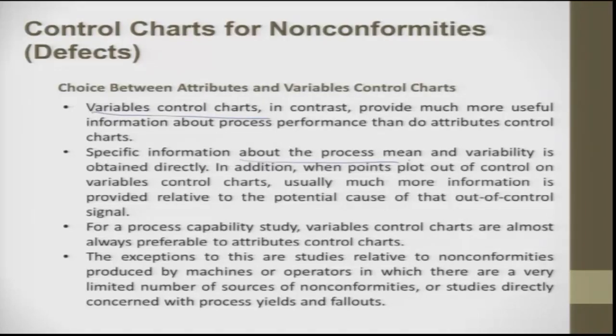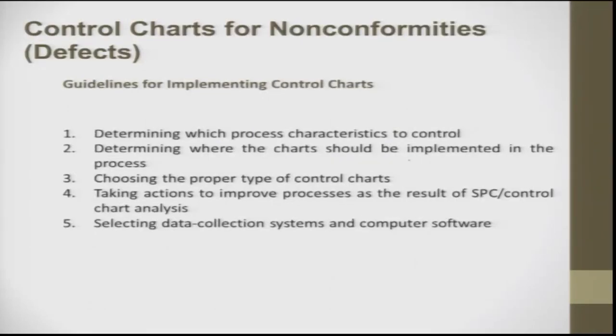This I have already dealt with, so I do not want to go through it line by line. Guidelines for implementing the control chart: determine which process characteristics are to be controlled. Before even doing this, you should figure out the variables, and only those which are controllable variables must be considered. If you take the atmospheric temperature at Kanpur, in summer it is 45 degrees, and during winter it is around 4 degrees. So, temperature is one thing which I cannot control.